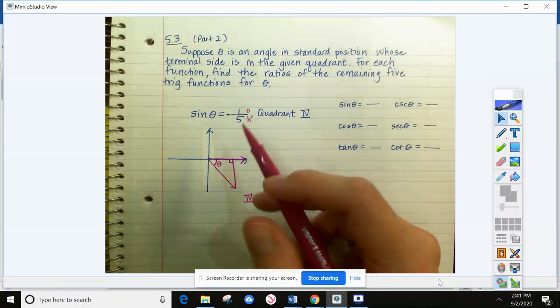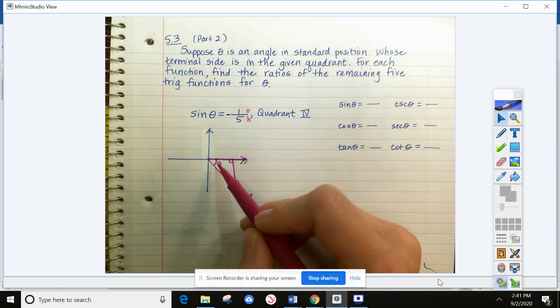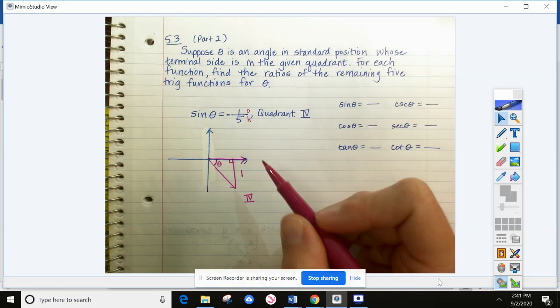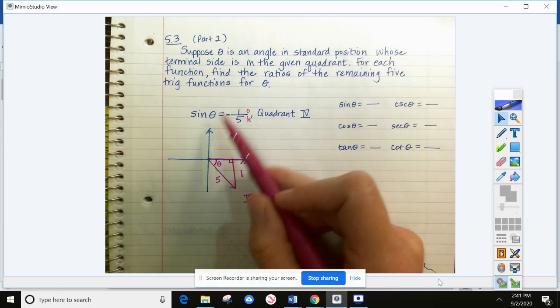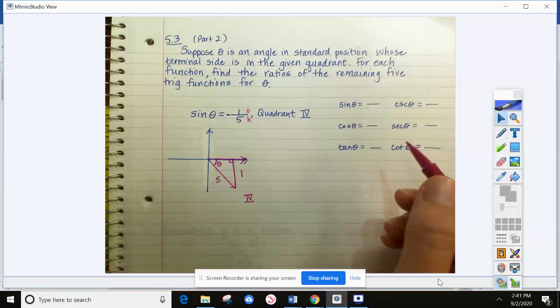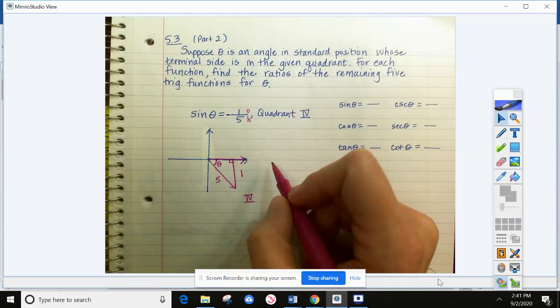All right, so now we've been told that the opposite side is 1. So the opposite side of theta is 1. And then the hypotenuse is 5. It's here. Now, I'm not worrying about the signs or anything right now. I can go ahead and just do this problem and adjust it at the end. Well, we need to know this adjacent side. We've got to find that using the Pythagorean theorem.